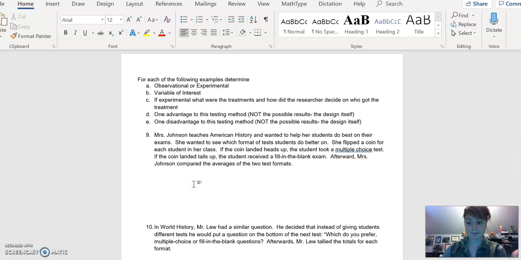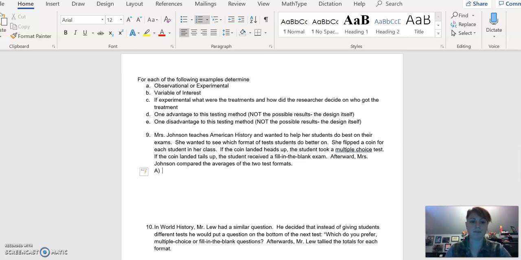I'm going to do one of them. You'll do the rest of them. So we'll go ahead and start with number 9. Mrs. Johnson teaches American history and wants to help her students do their best on their exams. She wanted to see which format of test students do better on. So she flipped a coin for each student in the class. If it landed heads up, they took a multiple choice test. If it landed tails up, they got to fill in the blank. And then afterwards, she was going to compare the average of the 2 test formats.